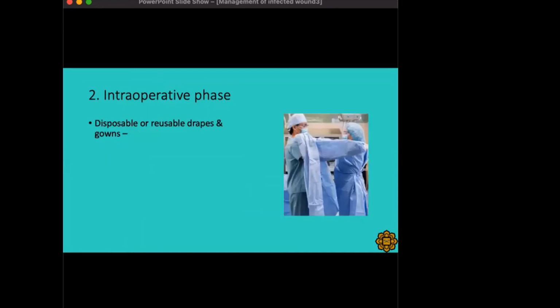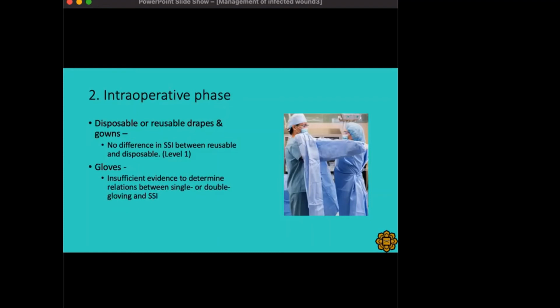Disposable or reusable drapes and gowns. No difference in SSI between reusable and disposable. So that's what we've been using. Gloves, there's not enough evidence to determine whether single or double gloving actually affects the SSI rate. And same for glove puncture rate and SSI. Okay.